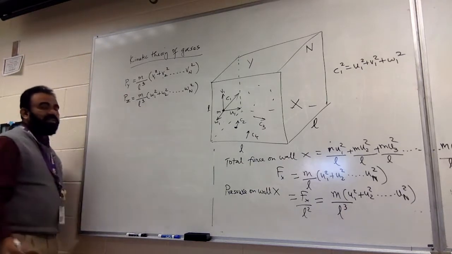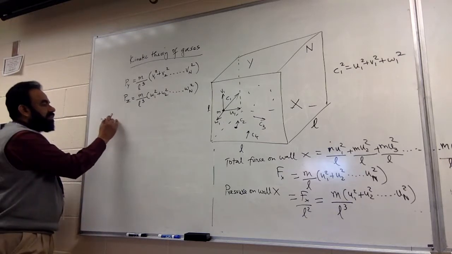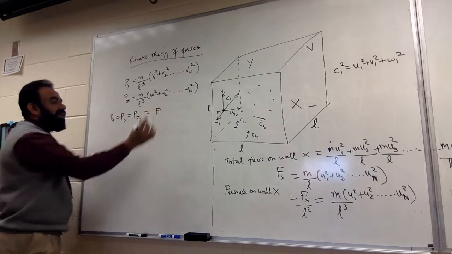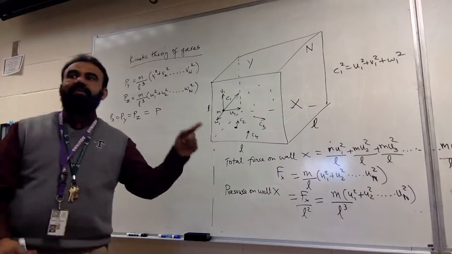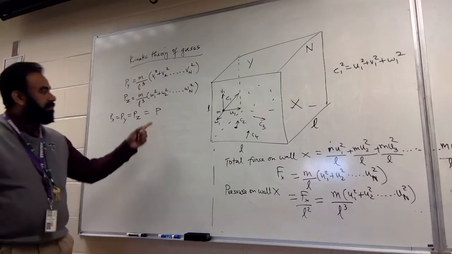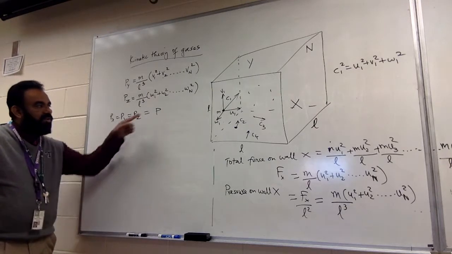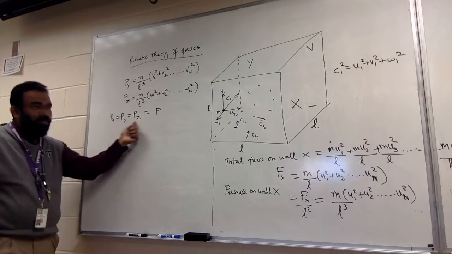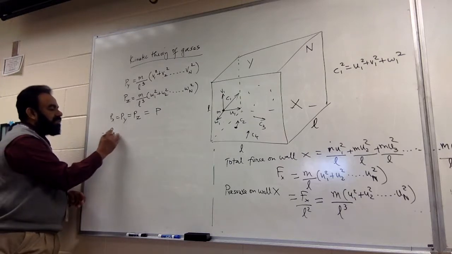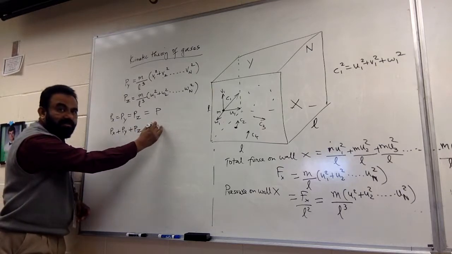So since the pressure exerted is the same, Px is equal to Py is equal to Pz is equal to P, the pressure in the container. That's what we're trying to get. The pressure in the container is P. So how do I get P in terms of all of these? The best thing to do is add them all up. Px plus Py plus Pz should be equal to what? 3P.